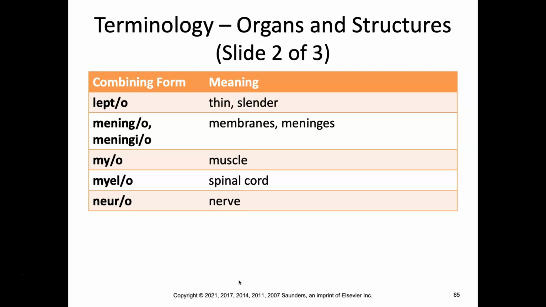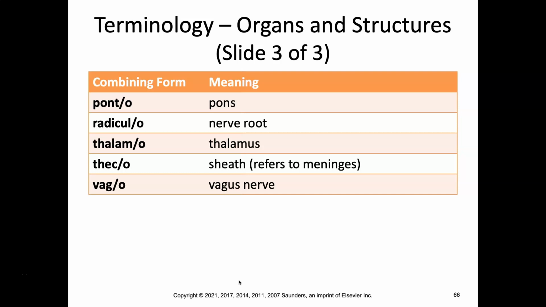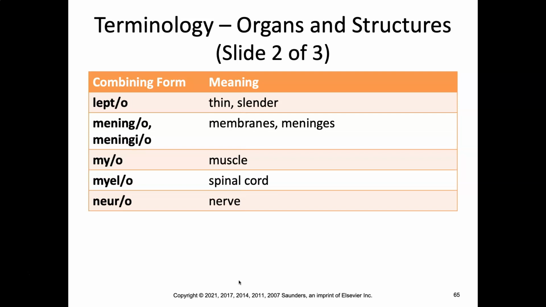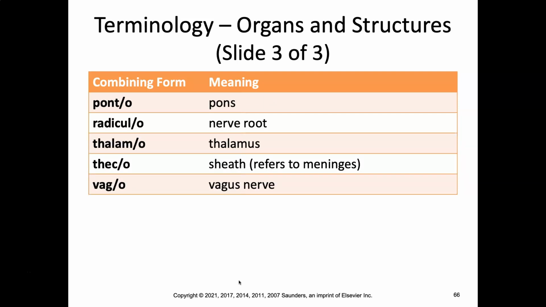Watch out for meningo or meningio. They both mean membranes, meninges, but you need to be aware that the I may be in some versus others. Watch out for myo, which is muscle, versus myelo, which is spinal cord. Now, did you notice here, theco means sheath, but it refers to the meninges. Well, we just had meningio on the previous slide, so going back here to theco, watch out for that. Make sure you're aware of those.